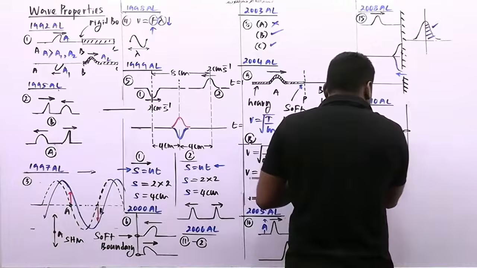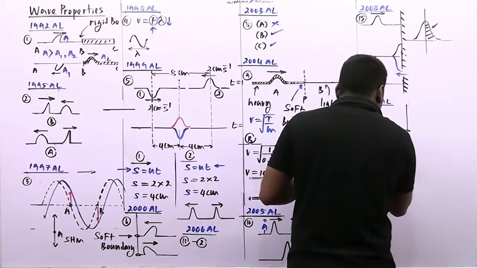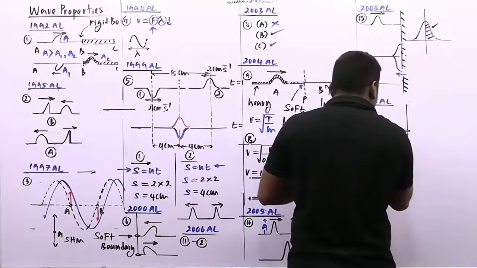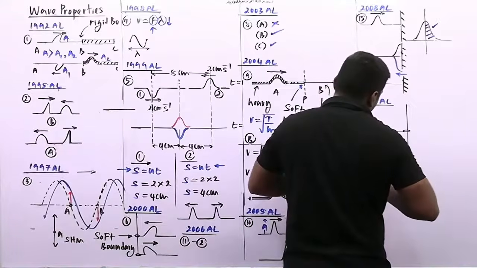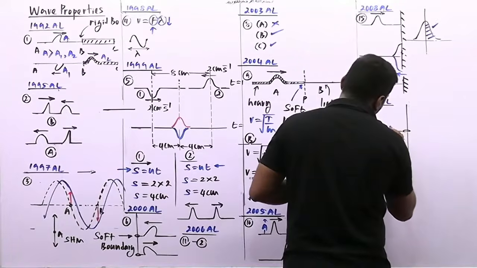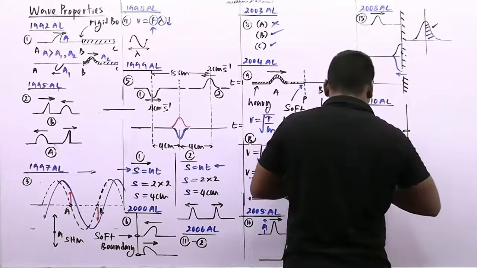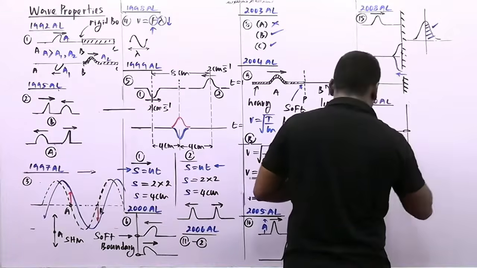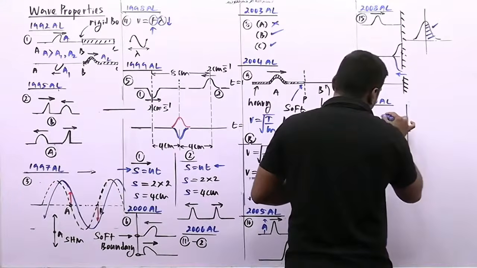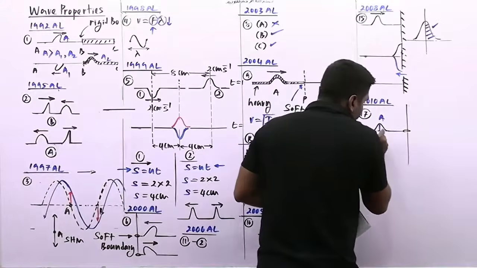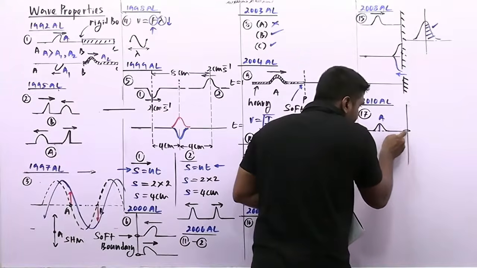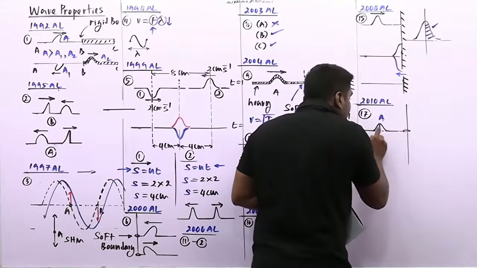Let's say the incident wave pulse has amplitude capital E. When half of the incident pulse reaches the soft boundary, we can see a resultant pulse having amplitude twice the amplitude of the incident wave pulse.